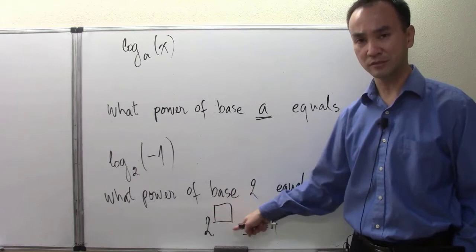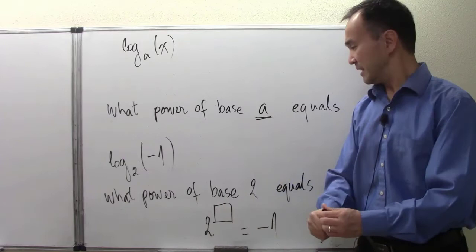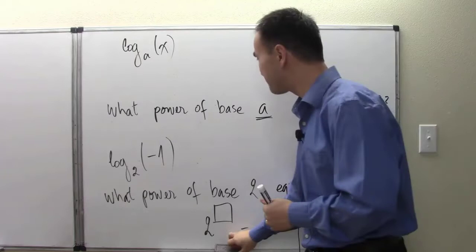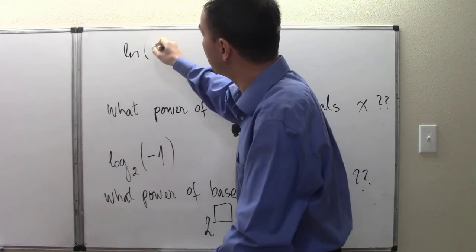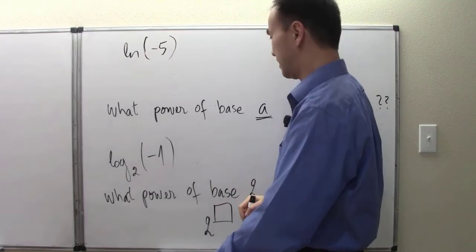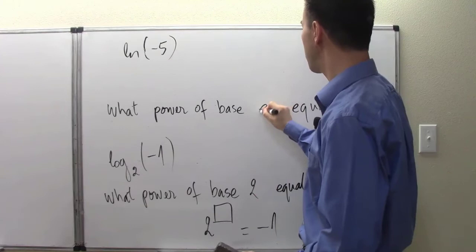In the same way, we can have another one. So now I need to erase this. We can think about log base e, ln, which is log base e of minus 5. Let's stick really with all the negative numbers for now. So what power of base e equals negative 5?